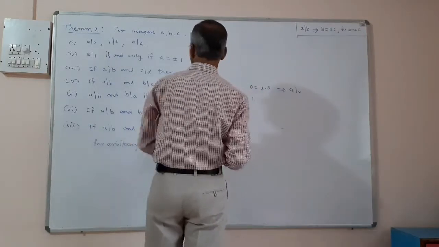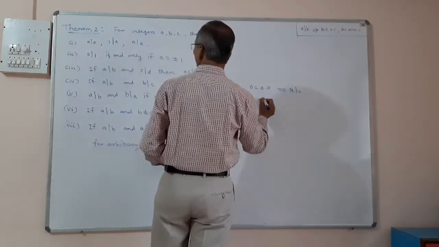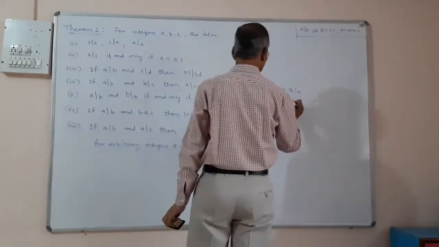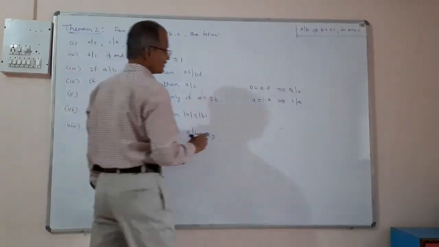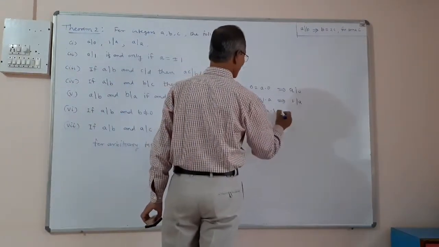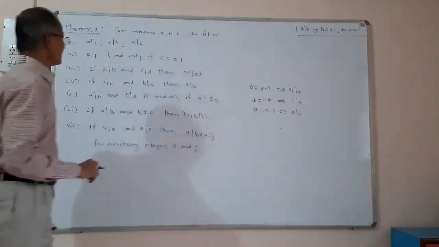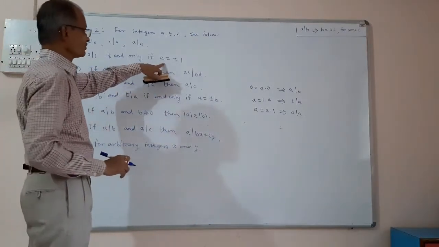1 can be written as 1 into A. So this implies 1 divides A. 1 divides any integer, and finally A divides A because A can be written again in the same form as A into 1. So this implies A divides A. So this proves the first part.